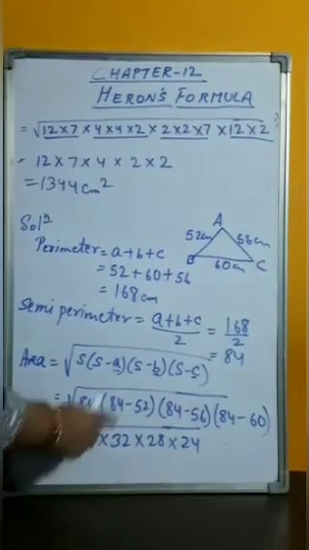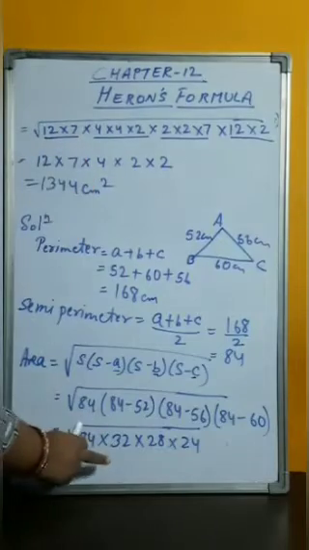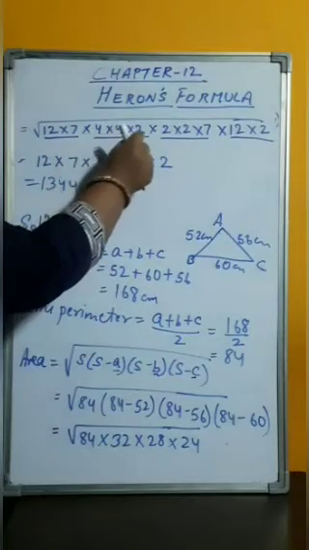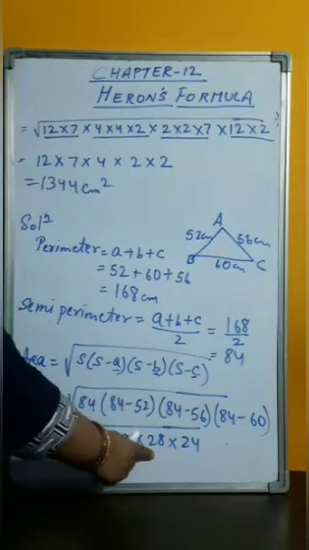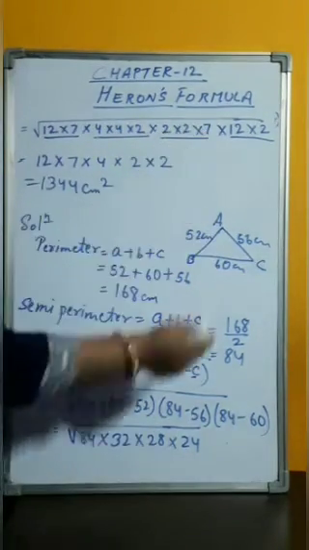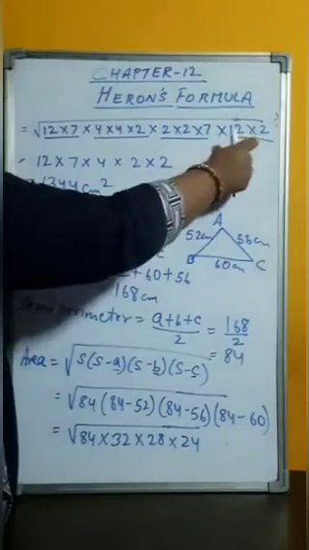See, this 84 can be written as 12 into 7. 32 can be written as 4 into 4 into 2. 4 4s are 16, 16 into 2 is 32. 28 is written as 2 into 2 into 7. And 24 is written as 12 into 2.